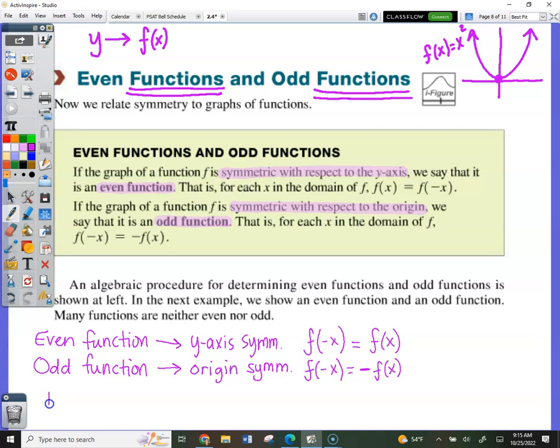Let's make a small note. There's no name for x-axis symmetry, I'm abbreviating, because it's not a function.